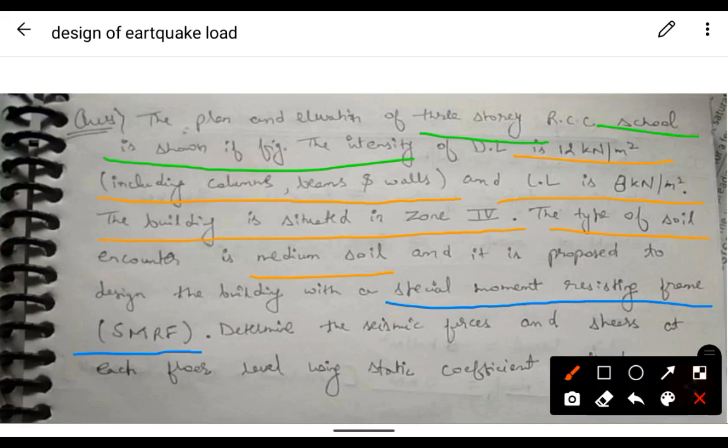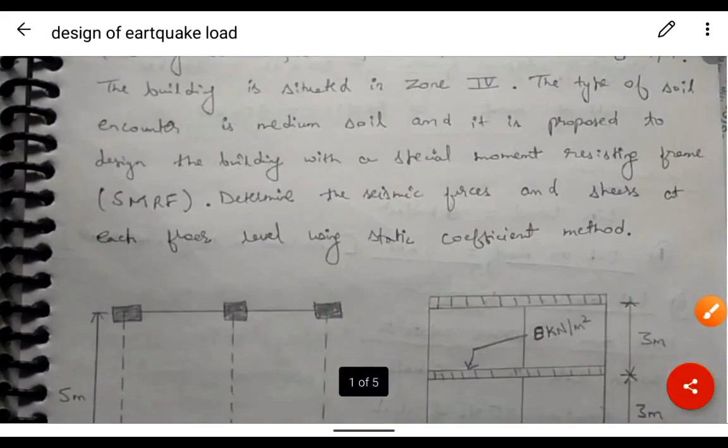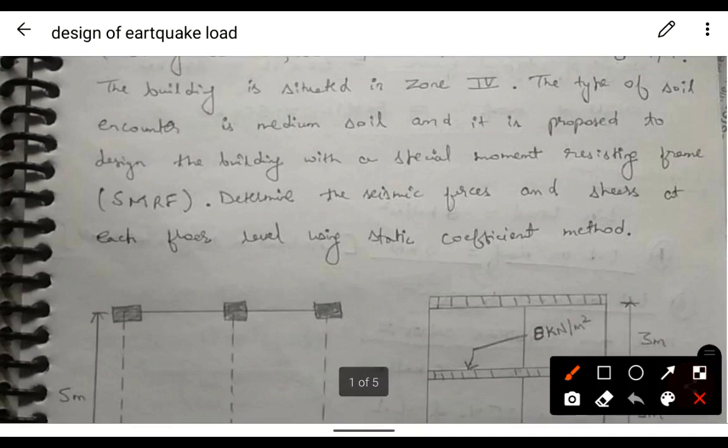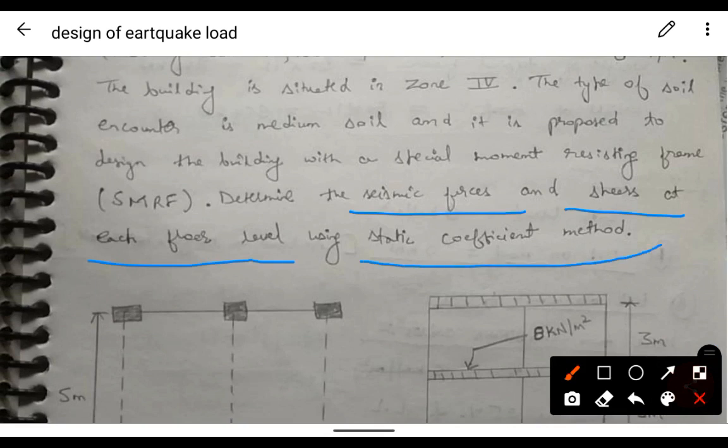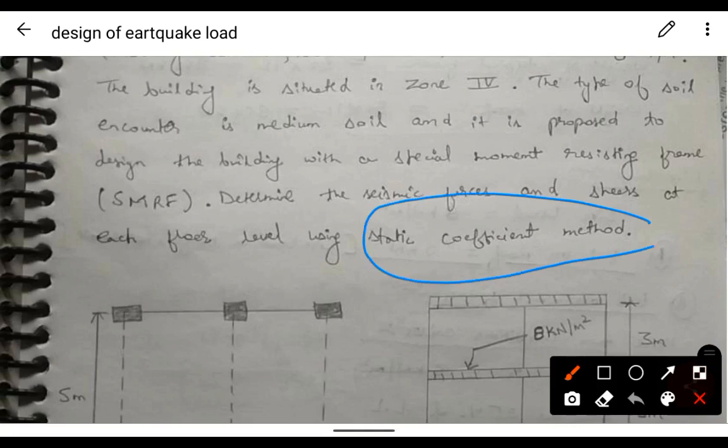So now what we need to find is the seismic force and the shear at each floor level using the static coefficient method. So the main thing which we need to keep in mind is that we are going to find the seismic force and shear at each floor level using the static coefficient method.